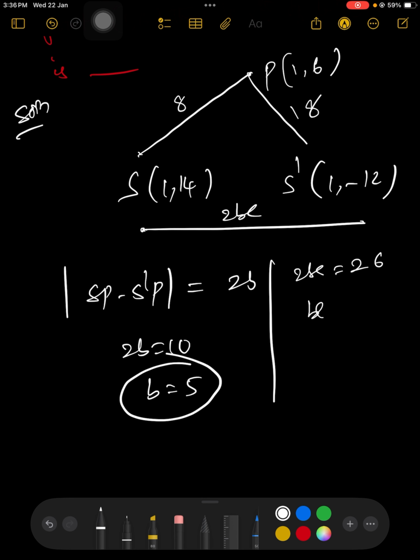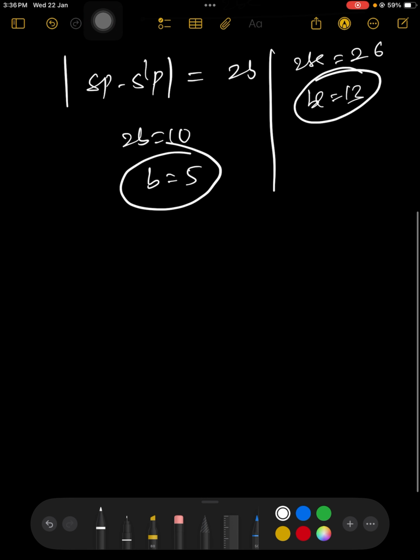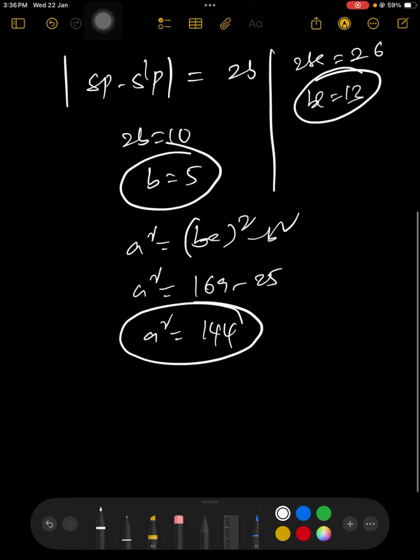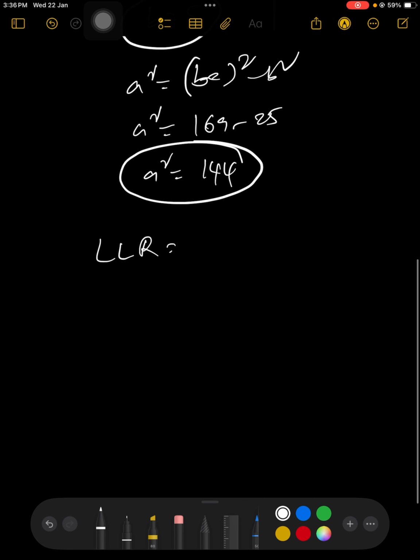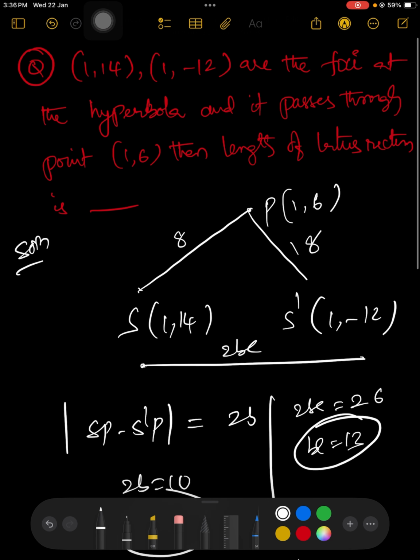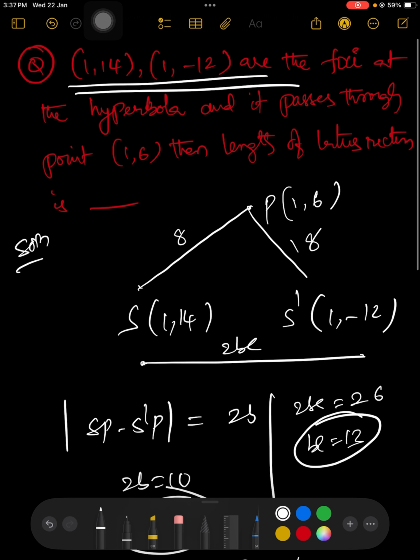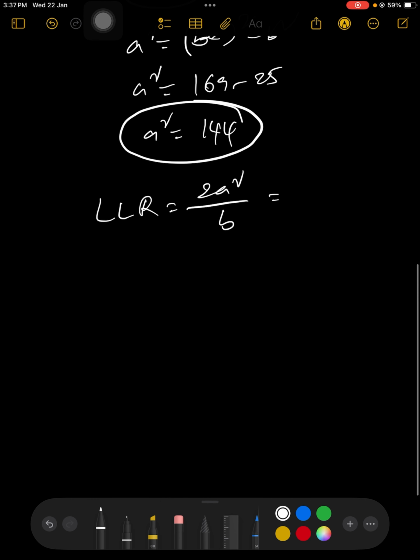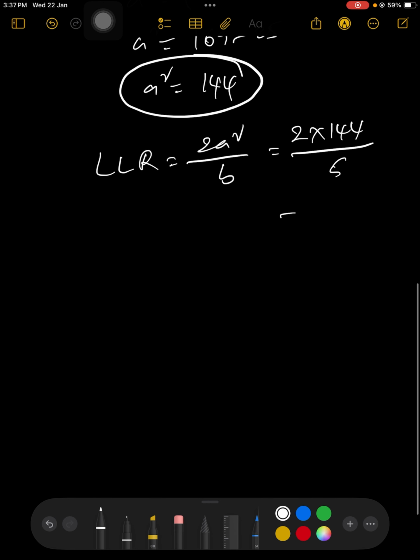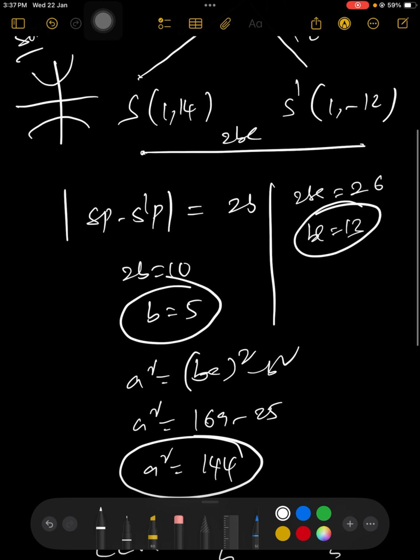So that BE equals 13, and we know that A square equals B E whole square minus B square. So A square equals 169 minus 25, so A square equals 144. Now the length of the latus rectum is 2A square by B, because it is vertical, so you see this focus, this is a vertical thing, it will be like this, right? 2A square by B, so that is 2 into 144 by 5, so it will be 288 by 5.